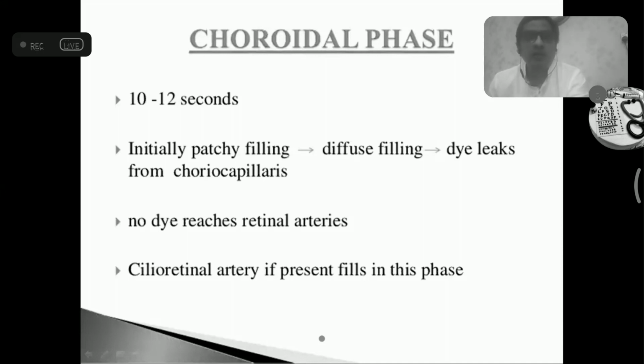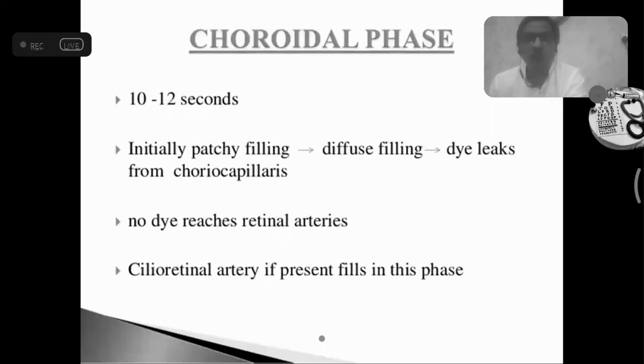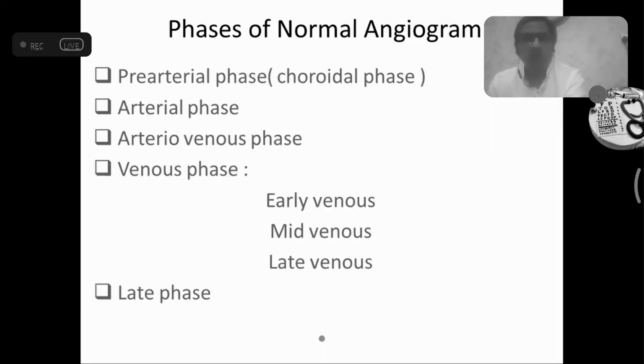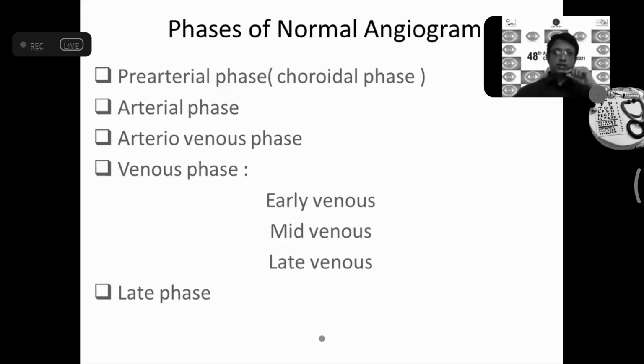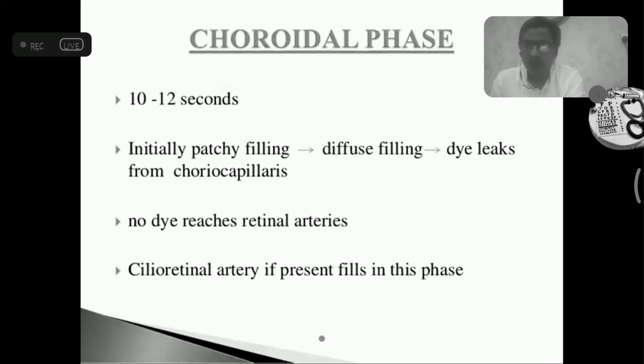I think I will keep it short. We know the phases of the normal angiogram. Everybody knows that there is the preatrial phase, arterial phase, arteriovenous phase, venous phase and late phase.